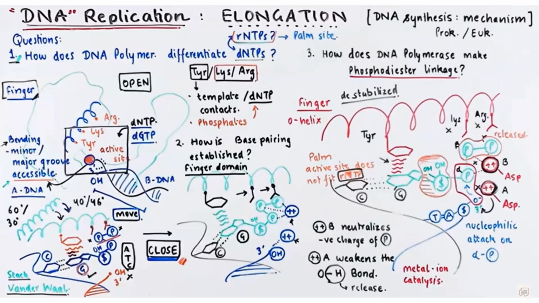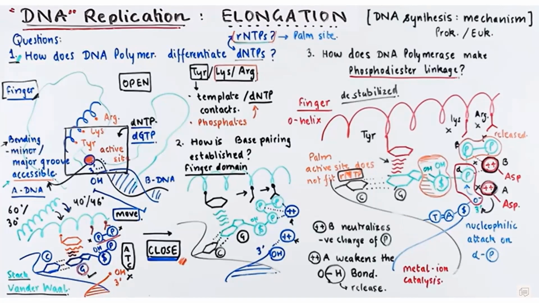So we are now moving to the next picture. In the alpha helix, there are tyrosine, lysine, and arginine amino acids that will become very important for the structure. Another thing is that this bending of the template exposes the template to polymerization; essentially the exposed template is ready to accept the dNTPs. Even more specifically, the bending causes the minor and major grooves to become accessible to the active site of the DNA polymerase.